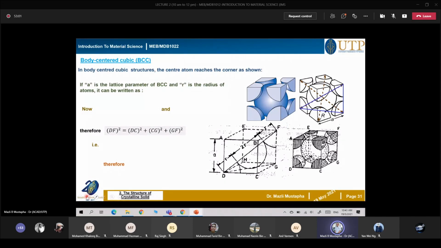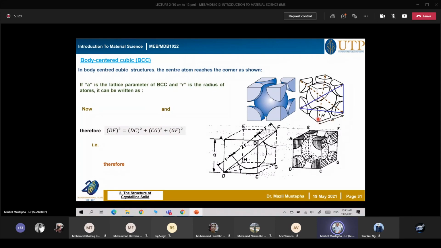Normally I think this is a trend. They always ask you the relation between the R. What is meant by R? R is just the radius of the atom. And what is the A? A is just the edge length. This is A, because all the A are equivalent because they are cubic. So A is this one.